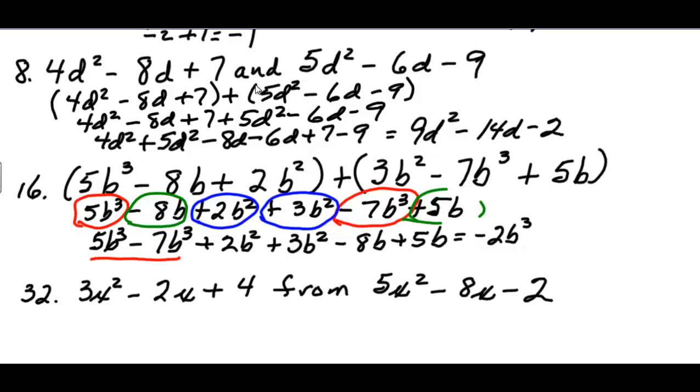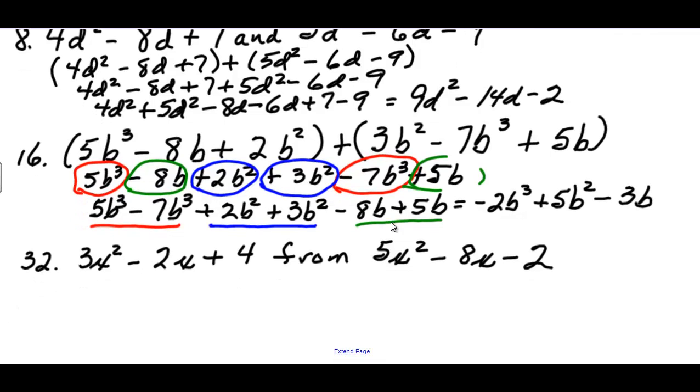The next couple are both positive, positive 2b squared, positive 3b squared. So we just bring those together. We've got 5 total positives, 5b squared. And then the last two, there's one that's negative, negative 8, one that's positive, positive 5. That's these two right here. We have to find the difference, and the difference is 3, and the larger absolute value was the negative 8, so it's going to be negative 3b.